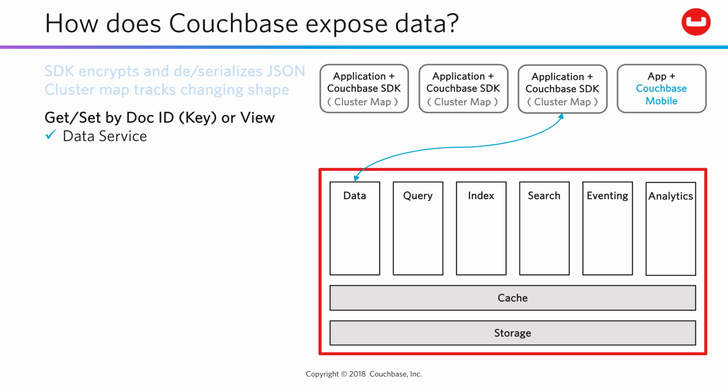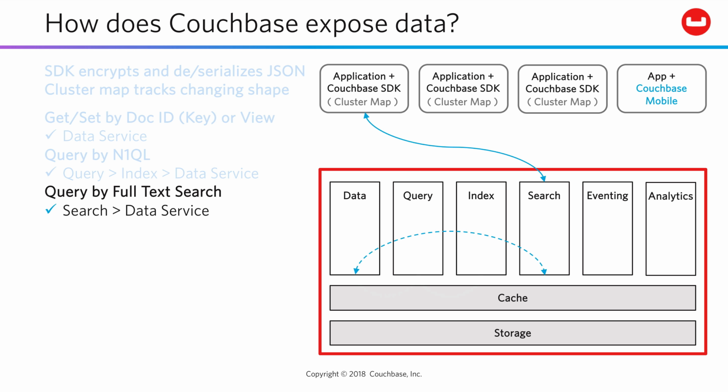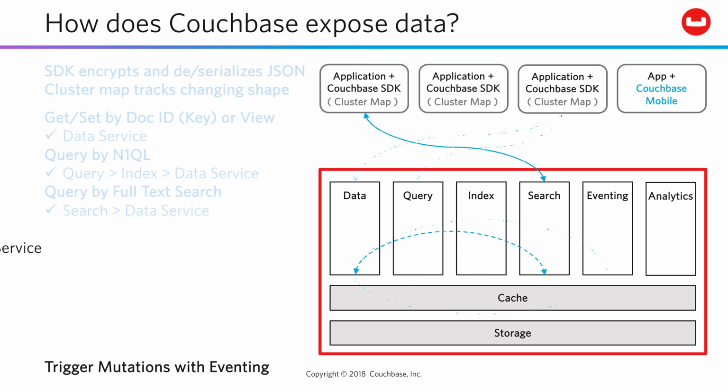Key value get-set operations or access to map-reduce views happens through direct contact with any node exposing the data service. On the other hand, N1QL queries will be passed to a query service node for planning, which will then interact with the index and data services to complete and return that query. Natural language queries are passed to the full-text search service, which manages and replicates its own unique indexing.